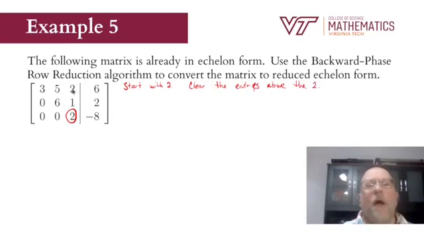So if I want to get rid of this entry, I can just take 2 minus 2 is 0. So row 1 minus row 3 is going to give me 3, 5, 0, and 6 minus negative 8 is 14. And then the other rows stay the same.